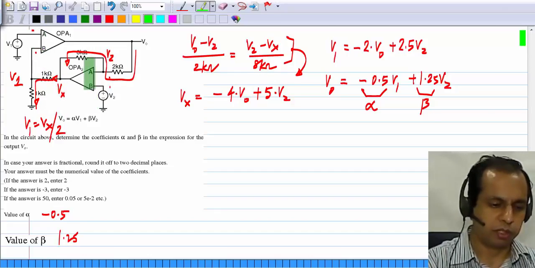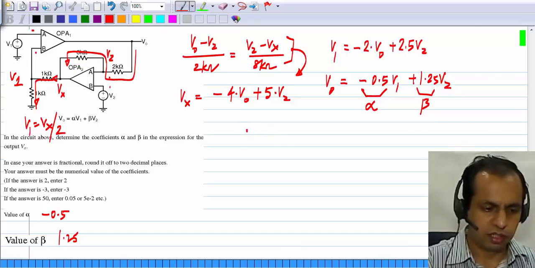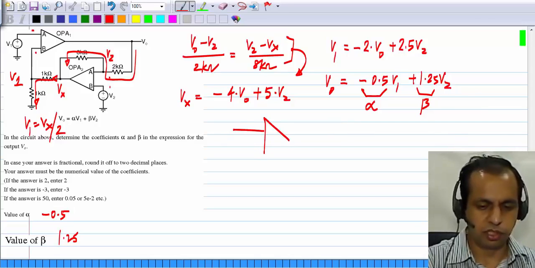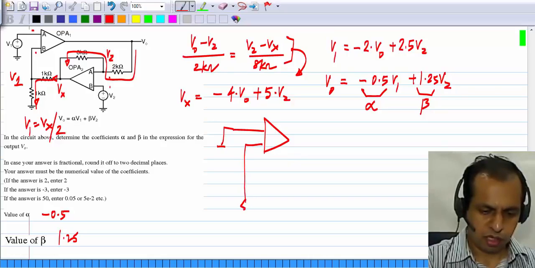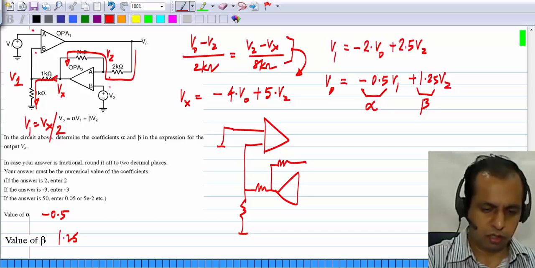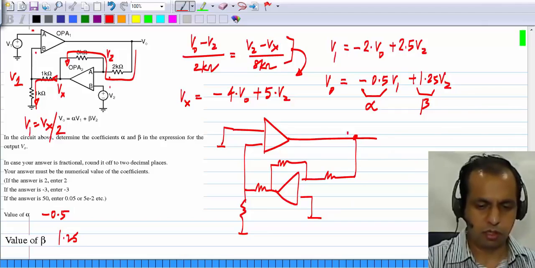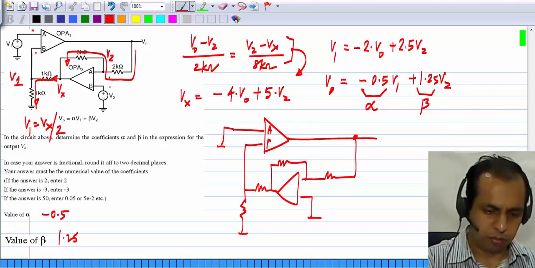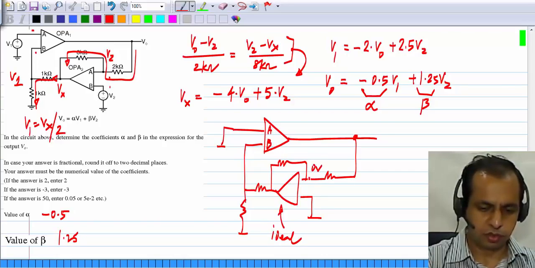Okay. So let me assume that OPA2, it is correct. Whatever it is, it's correct, and I have to find the signs for OPA1. And I'll redraw the circuit with V1 reduced to 0 and V2 also reduced to 0. Okay, A, B, and this is ideal. So that means that this is also at 0 volts.